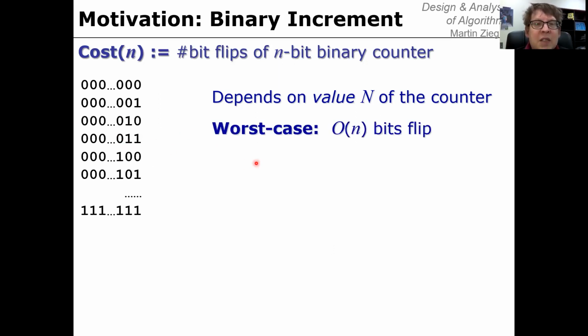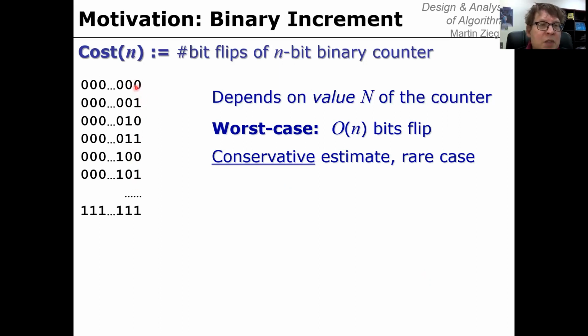And worst case analysis says, in the worst case, almost all bits flip, and that's optimal, right? That can really happen. But it's a conservative estimate. Intuitively, it's very rare for all bits to flip. Most of the time, only 1 bit flips, if you watch here, right? And this is formalized in what we now do, namely a simple average case cost analysis of this binary counter increment.